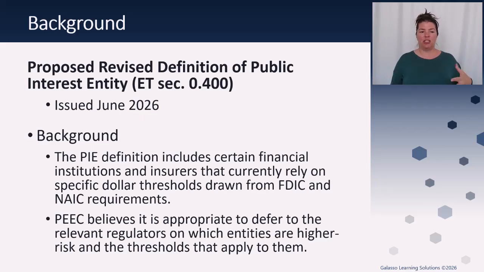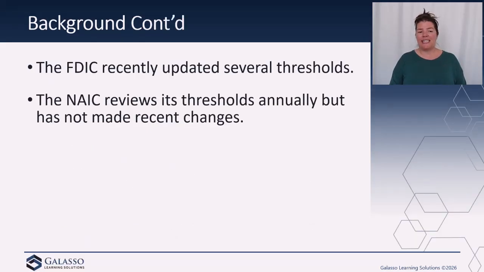When they wrote the definition way back when, those were the thresholds that were in place, but the FDIC actually just updated them. So on December 4th, the FDIC issued a final rule that was effective January 1st of this year that raises the audit requirement from $500 million to $1 billion and raises the threshold from $1 billion to $5 billion for the Part 363 requirement. This actually impacts the way that we make reference to the FDIC requirements in that definition of a public interest entity. Now, the NAIC also reviews its thresholds annually, but has not made a change.